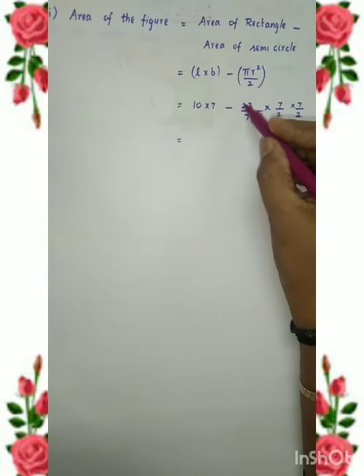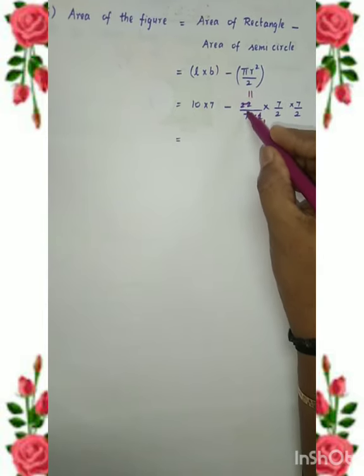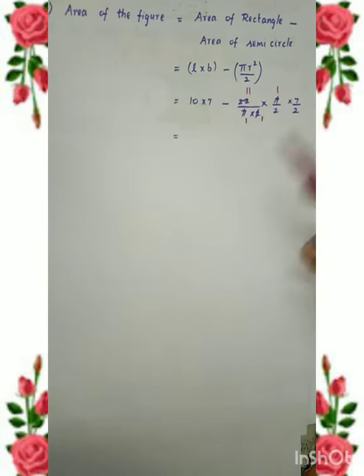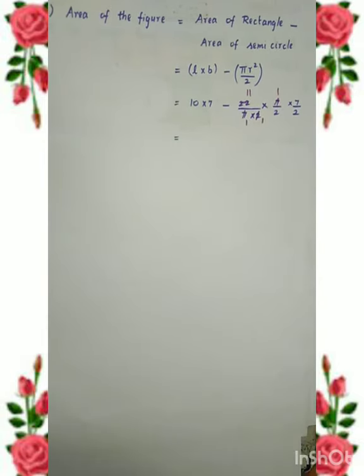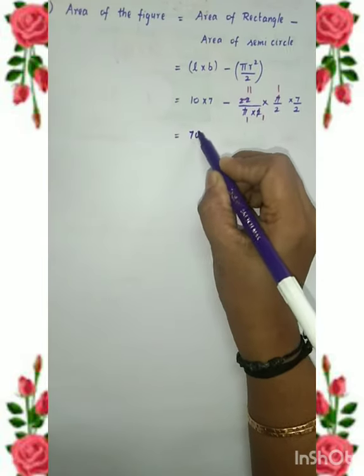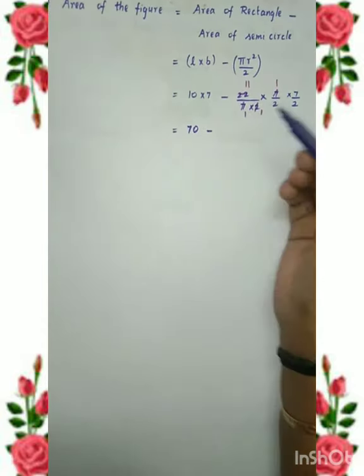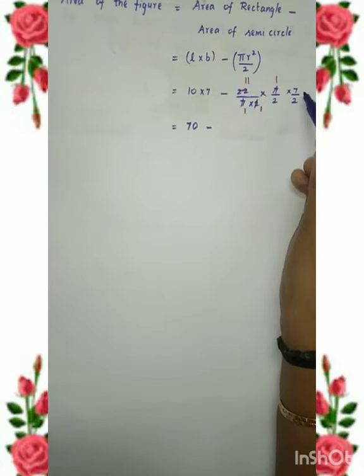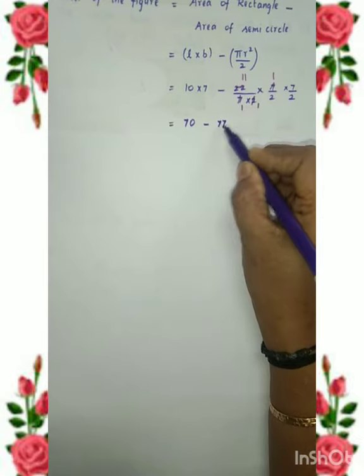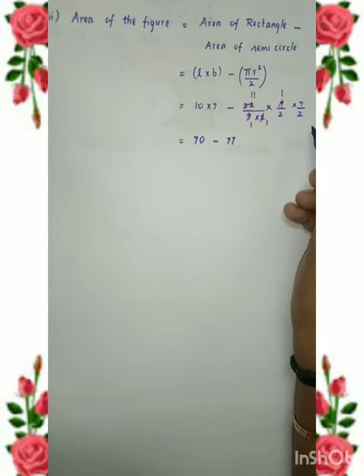Now we can cancel. 2 ones are 2, 2 11s are 22, 7 ones are 7 and 7 ones are 7. The remaining values we cannot cancel, so as it is we can write. So 10 into 7 is 70, minus 11 into 7 in the numerator, that is 77, and in the denominator 2 2s are 4.